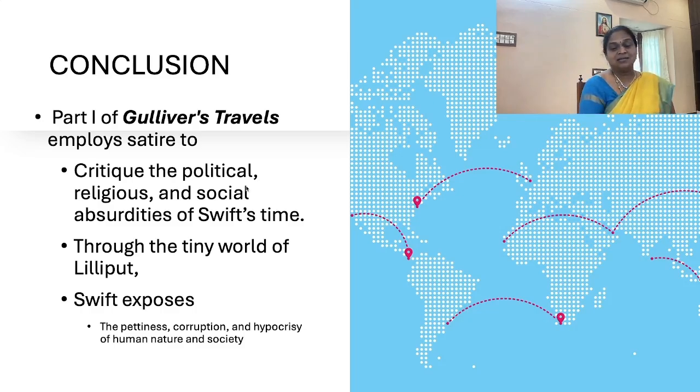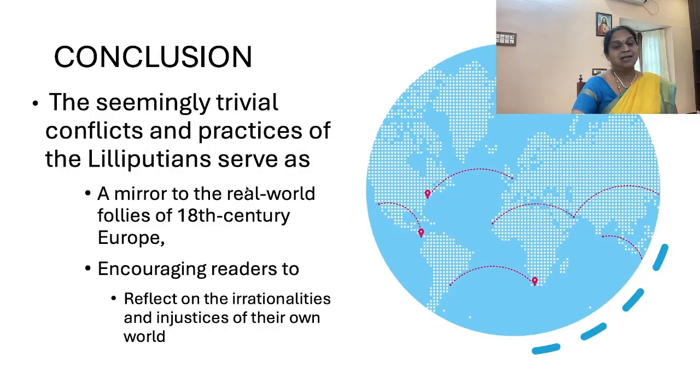So far, these are the different aspects of satire that you find in Gulliver's Travels Part 1, which is Gulliver's Voyage to Lilliput. Through this, Jonathan Swift employs satire to critique the political, religious and social absurdities that were prevalent during his time. And he does that by creating a miniature world, a tiny world of Lilliput, through which Swift exposes the pettiness, corruption and hypocrisy of human nature and society.